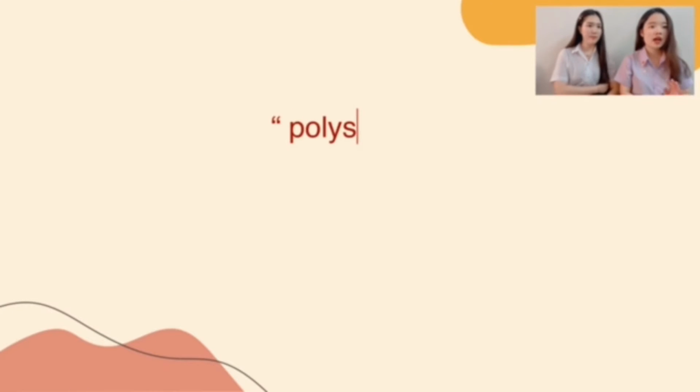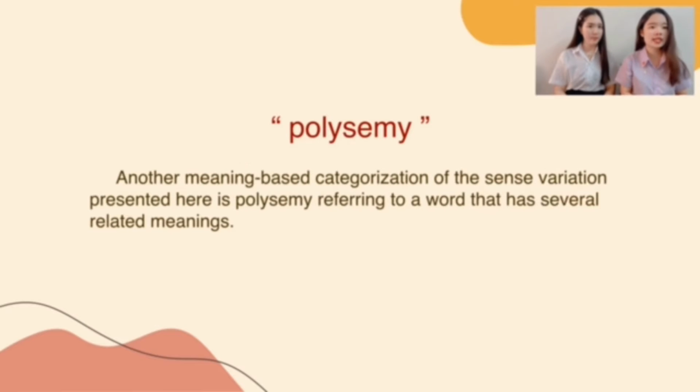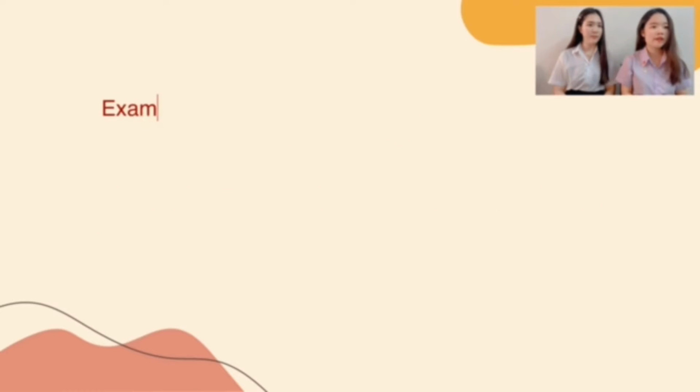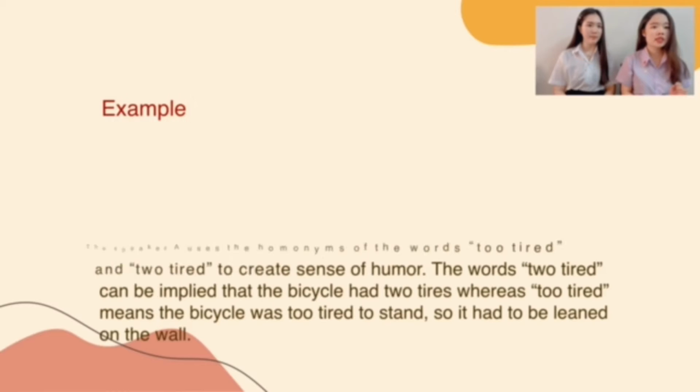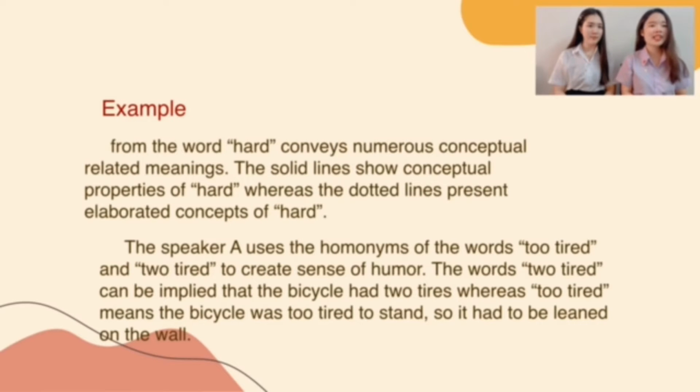Secondly is polysemy, another meaning-based categorization of sense variation. Polysemy refers to a word that has several related meanings. To illustrate, the word heart conveys numerous conceptually related meanings. The solid lines show the conceptual properties of heart, whereas the dotted lines present the elaborate concept of heart.